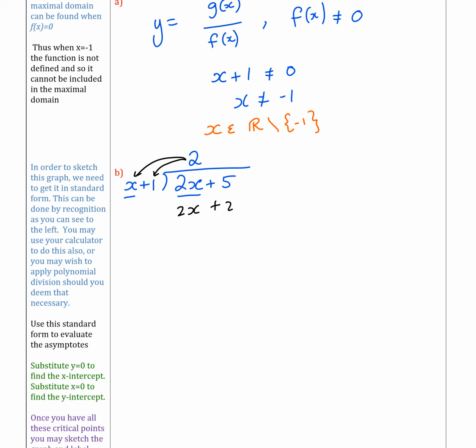So 2 times x is 2x, 2 times 1 is 2. So we divide, we multiply, and then we subtract. So if I'm subtracting, 2x minus 2x is 0, that's what I thought we'd get. 5 minus 2 gives me a positive 3. So what we're saying is, when we take 2x plus 5 and we divide it by x plus 1, it goes in twice with 3 remainder.